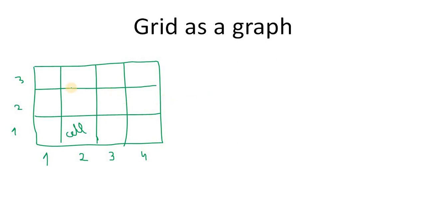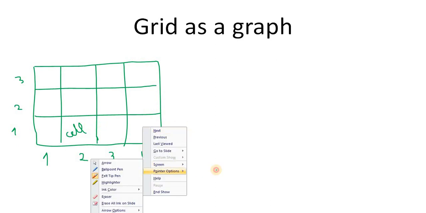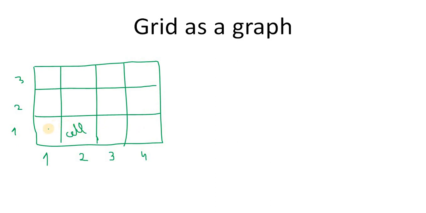Okay, so this is a grid. We have 1, 2, 3, 4, 5, 6, 7, 8, 9, 10, 11, 12. We have 12 cells inside this grid, or you can say this grid is made up of 12 cells. And now for path planning, for example, if you want to search a path from one cell to another cell, how can we do that?